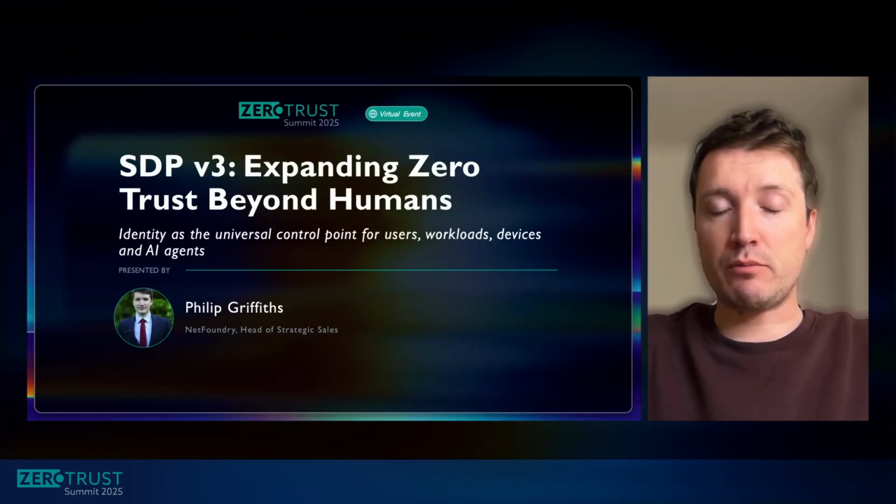I look after strategic sales for NetFoundry, and we're going to be talking about software defined perimeter version 3, expanding Zero Trust beyond humans.